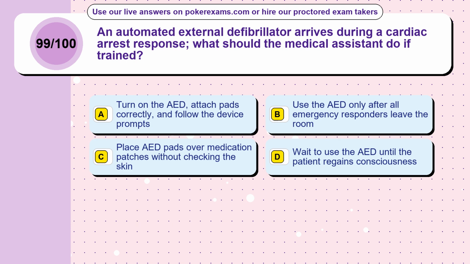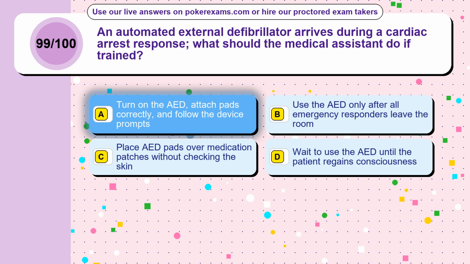Question 99. An automated external defibrillator arrives during a cardiac arrest response. What should the medical assistant do if trained? Option A. Turn on the AED, attach pads correctly, and follow the device prompts. Option B. Use the AED only after all emergency responders leave the room. Option C. Place AED pads over medication patches without checking the skin. Option D. Wait to use the AED until the patient regains consciousness.